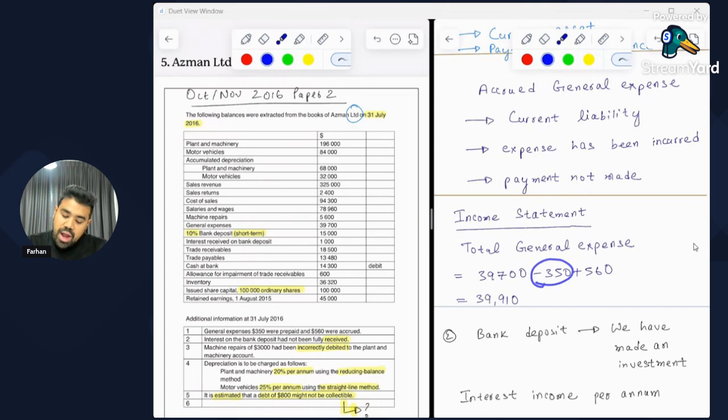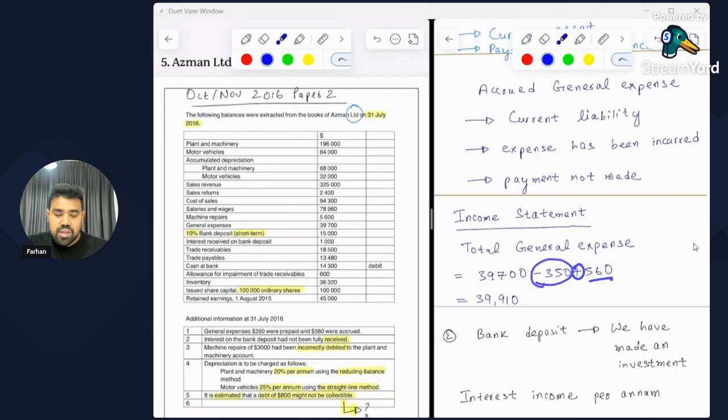And then we are adding 560, which is the accrued general expense or the general expense owing. The reason we are adding it is because we have used the benefits from this general expense in the current financial year ending 31 July 2016, right? But we still haven't paid it yet.